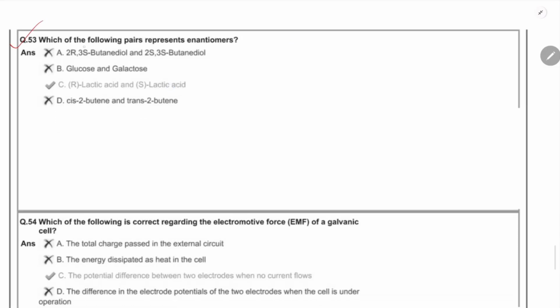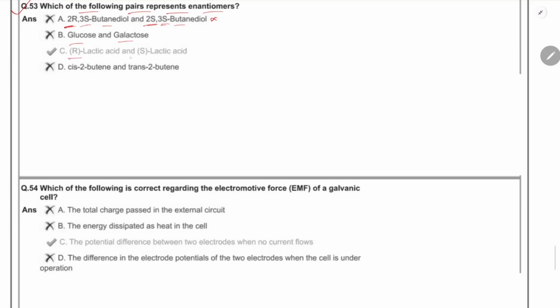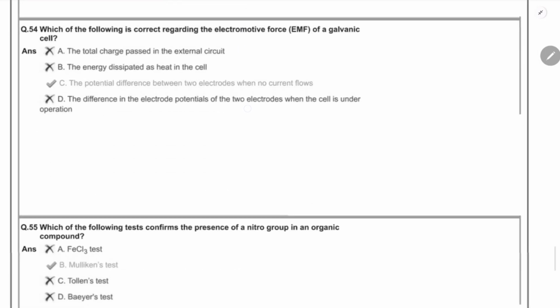Question number 53: which of the following pairs represent the enantiomers? So let's see, 2R,3S-butanediol, 2S,3S-butanediol. Enantiomers are mirror images, so the mirror image should be S and R, but here it is SS, so this is not right. Glucose, galactose, they can be anomers but not enantiomers because the configuration is different toward a particular center. R-lactic acid and S-lactic acid, this is true, they can be enantiomers. Cis and trans butene, they are geometrical isomers. So option C is correct.